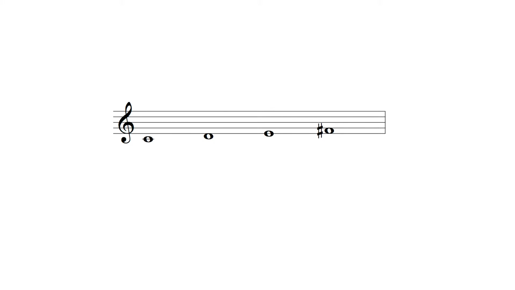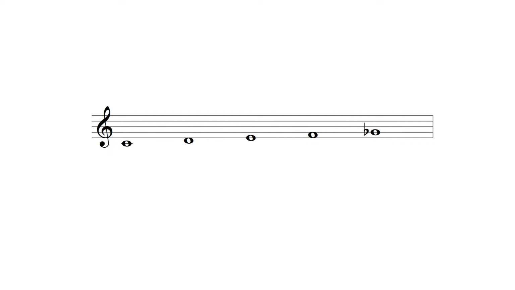You may also recognize the tritone as an augmented fourth. C to F is a perfect fourth, and if we raise the F to F sharp, we create an augmented fourth. Enharmonically, the F sharp is also a G flat. Although the interval C to G flat sounds like an augmented fourth or tritone, it is a diminished fifth.